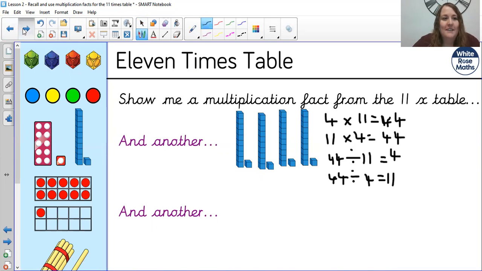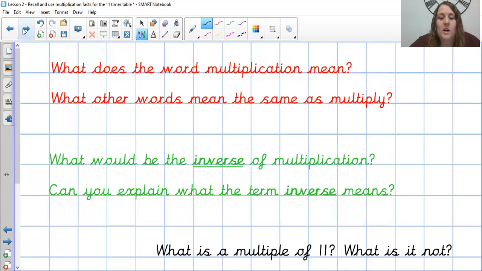Okay, moving on today then. What does the word multiplication mean, and what other words mean the same? Now, we looked at this the last time we did our multiplication unit, and we came up with lots of different words. Hopefully you're thinking of them now: multiply, multiplication, times, groups of, and lots of others. And then I mentioned that word inverse just on the last slide. What would the inverse be? Inverse means the opposite, to do it backwards. So our inverse would be division.